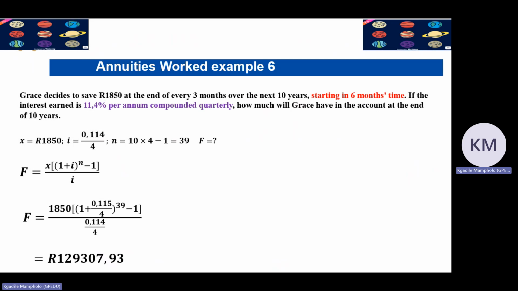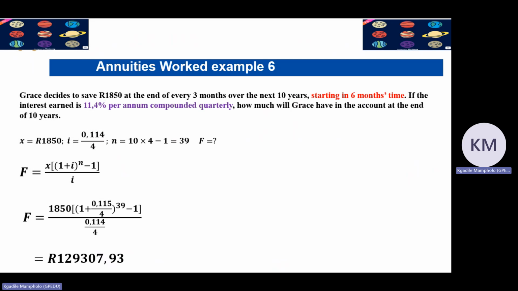So if Grace missed the first quarter, then it will be 28 minus 1. In this case, Grace started in 6 months' time. It simply means that the first payment was made in the second quarter. So hence we subtract 1 because the first quarter was missed. So first we say 10, which is the 10 years, times 4, from the compounding period. Then we say minus 1. Then the answer will be 39.